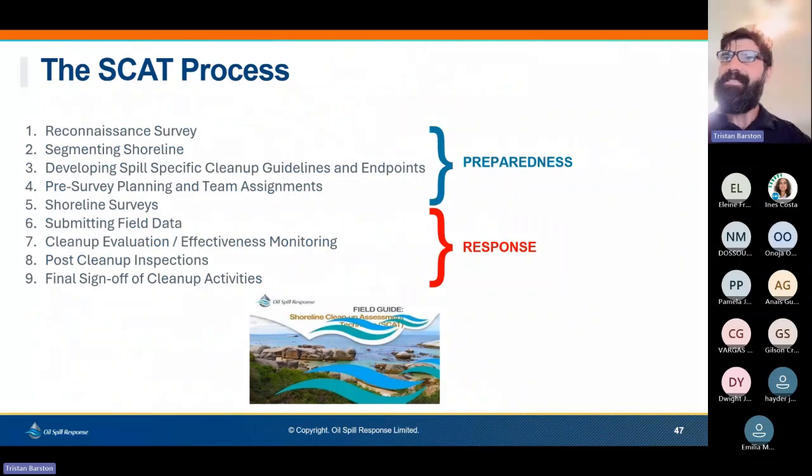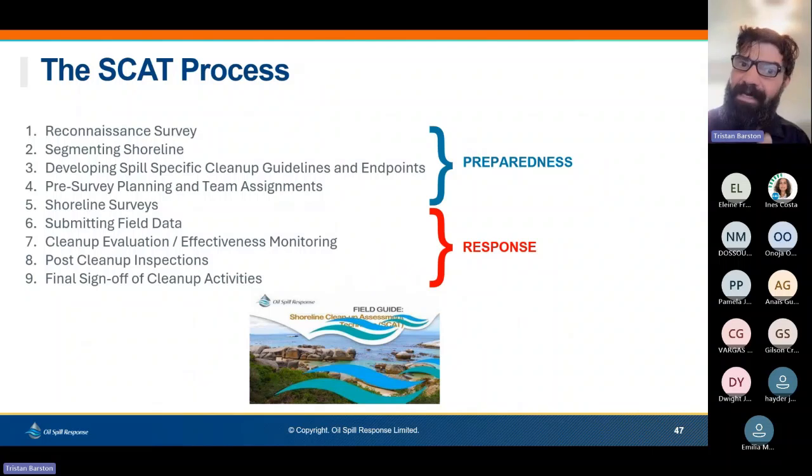And that process is split into two halves, the preparedness and the response. So in our planning, what we look at is we do a reconnaissance survey. This is before any incidents happened. We go and gather the data. It says there on point 2, segmenting shoreline. It doesn't have to be a shoreline. It can be the area that you've identified in your reconnaissance survey that could be impacted by an event. We want to divide those areas up into key areas.